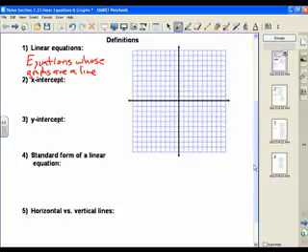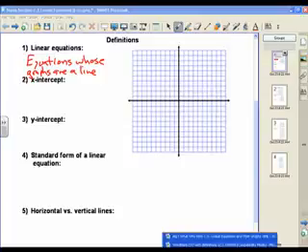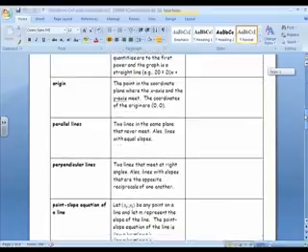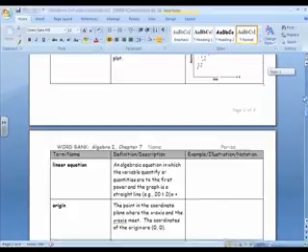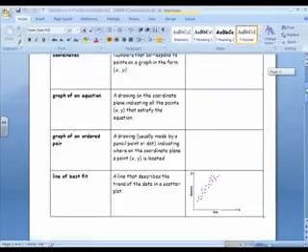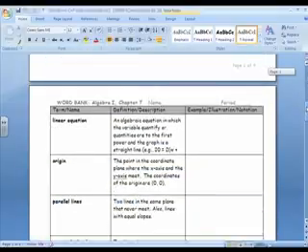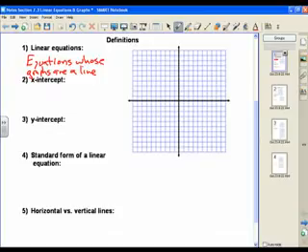Equations whose graphs are a line. And remember, you should have your word bank up. These things are there, up here. So linear equation, you can put down what things are and things like that.